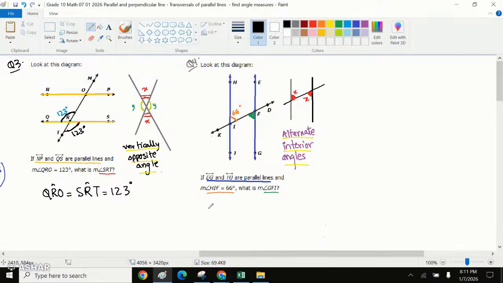So can we say the angle HIF was 66 degrees, which was equals to the angle GFI? We usually make a caps on the middle angle, right? So they both are alternate interior angles. So they measure the same. They both have the same measure. Therefore, this angle would also be 66 degrees. This angle and this angle would be the same.